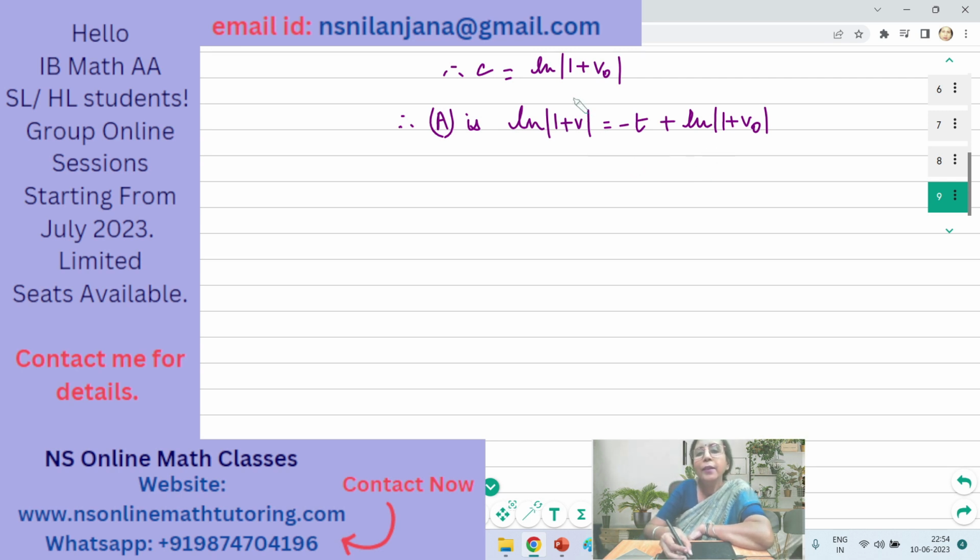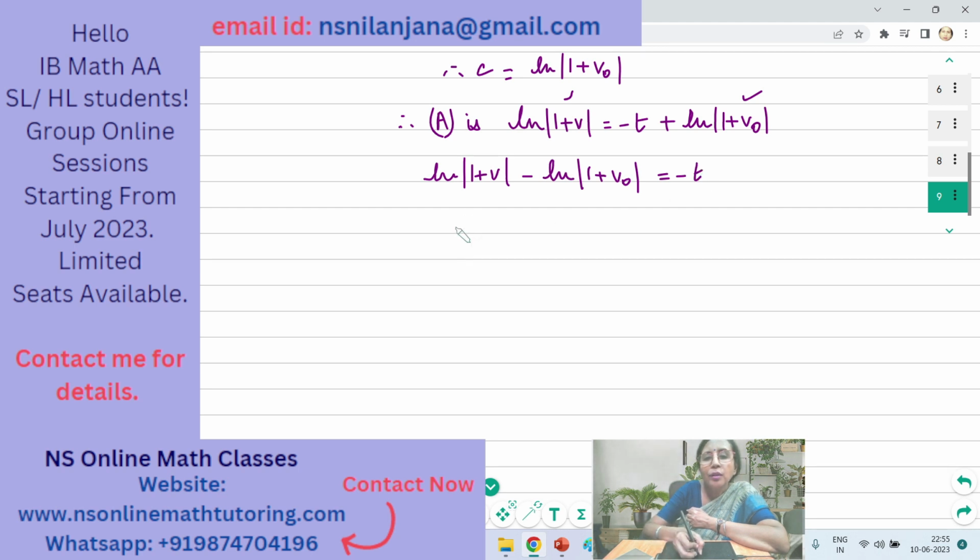And I'm having one ln term on the left side, one ln term on the right side. So let us have both the ln terms on one side, maybe the left side. So I can write this as ln of modulus 1 plus v minus ln of 1 plus v0 is equal to negative t. So ln of 1 plus v over 1 plus v0 is equal to negative t.